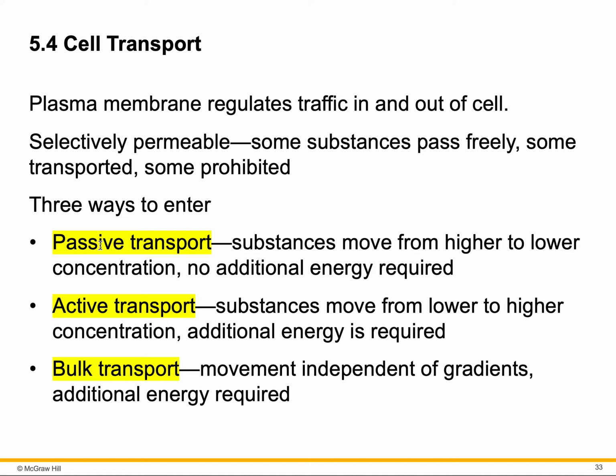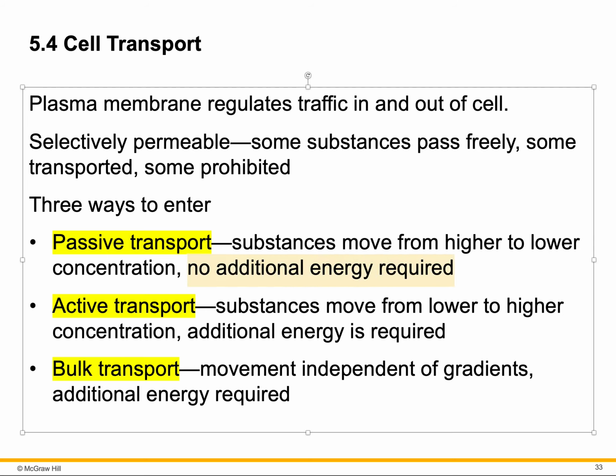There are 3 ways that you can go through the cell membrane. One is passively, actively, or through bulk transport. And so the differences between these 3 is that passive uses no energy. Let me bold this right here. So passive transport, there's no energy needed. It's just able to move through the membrane, and that's why we call it passive. No energy means no ATP.